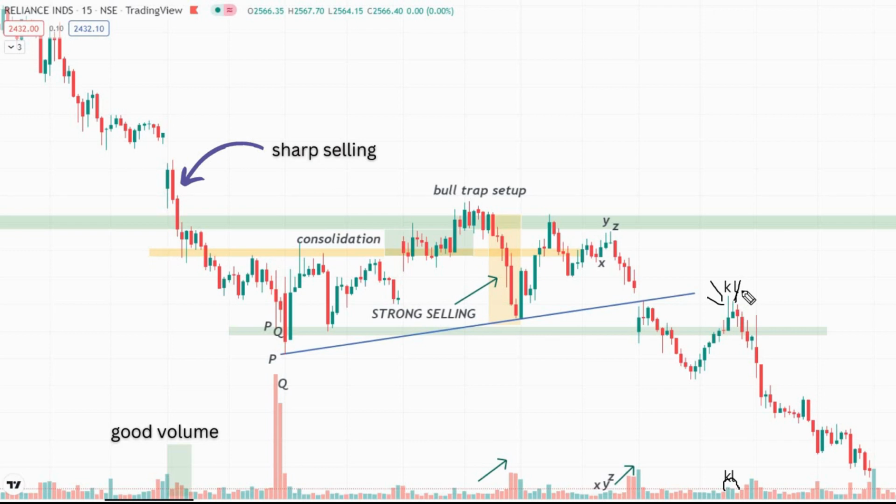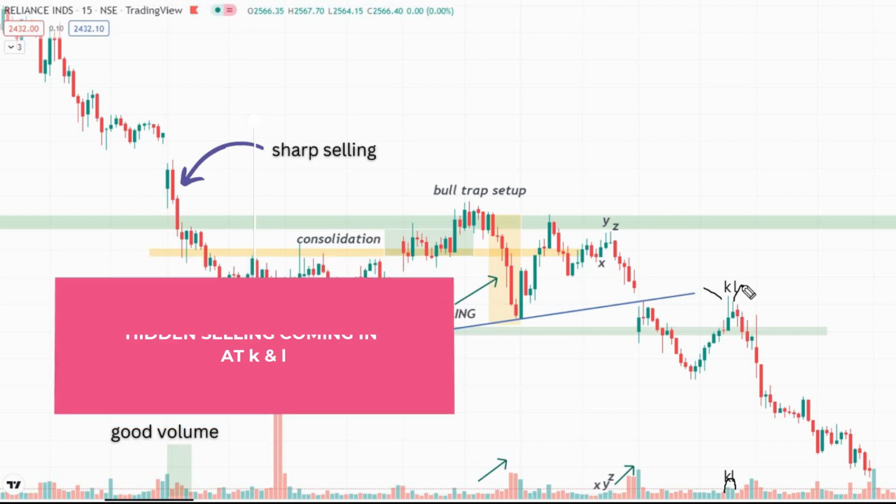So this is an indication that after this strong rally, prices are getting rejected from this resistance zone with an increase in volume. This is not buying pressure. The increase in volume is not buying pressure. Actually, it is the hidden selling that is present at these prices on these candles.